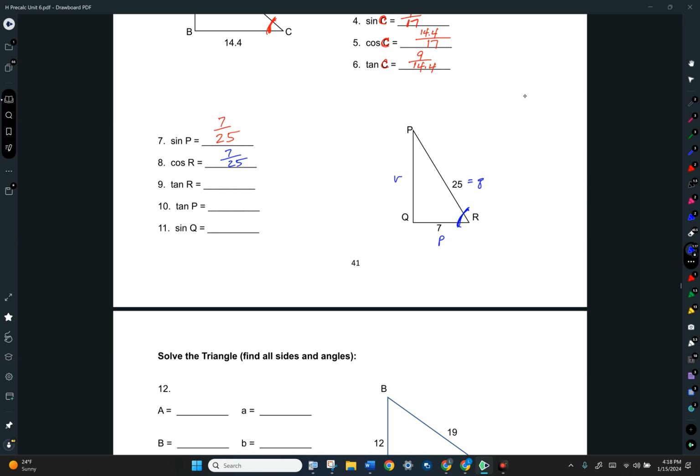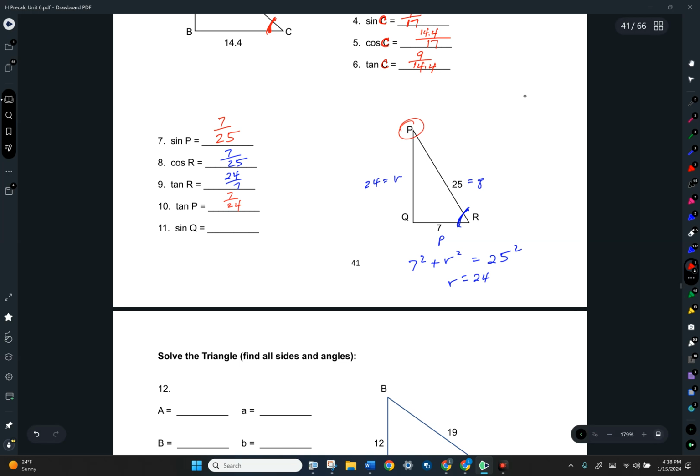So tangent is opposite over adjacent. If I do my Pythagorean theorem, it's going to be 7 squared plus r squared equals q squared. You can use your calculator, do the math, and r is going to come out to be 24. So tangent of r, opposite over adjacent, is going to be 24 over 7. The tangent of p, thinking about p, opposite over adjacent would be 7 over 24.